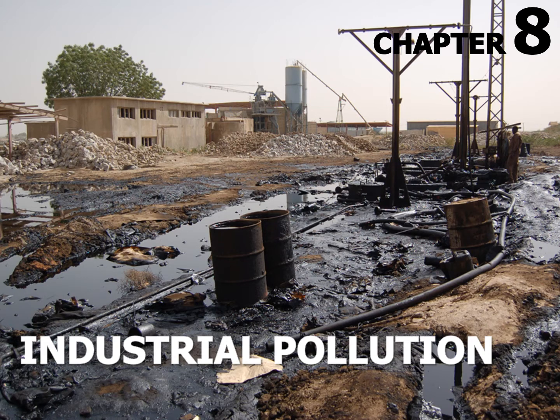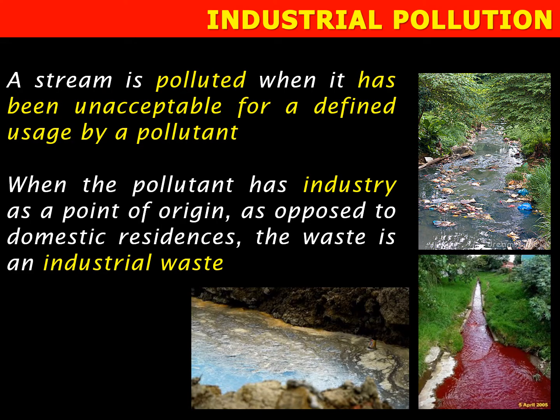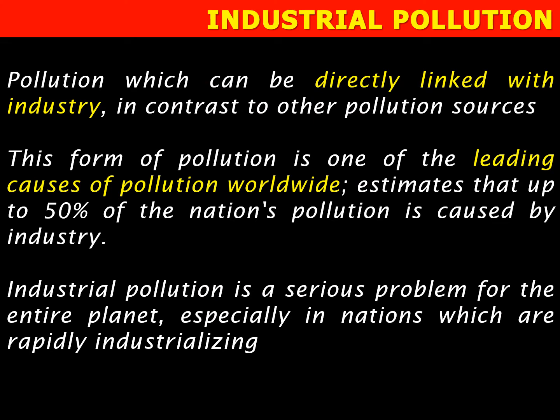Hi everyone. We move to Chapter 8, Industrial Pollution. A stream is polluted when it has become unacceptable for a defined usage because of a pollutant. When the pollutant has industry as a point of origin, as opposed to domestic residences, the waste is categorized as industrial waste.